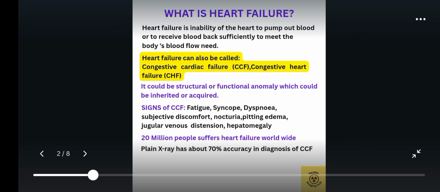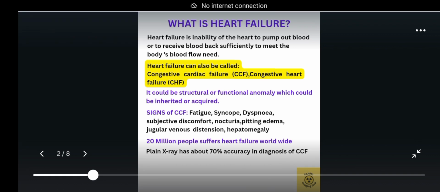It will surprise you to know that 20 million people suffer heart failure worldwide. So it's a serious issue. Plain X-ray, which we do in the radiology department, has about 70% accuracy in diagnosis of CCF.